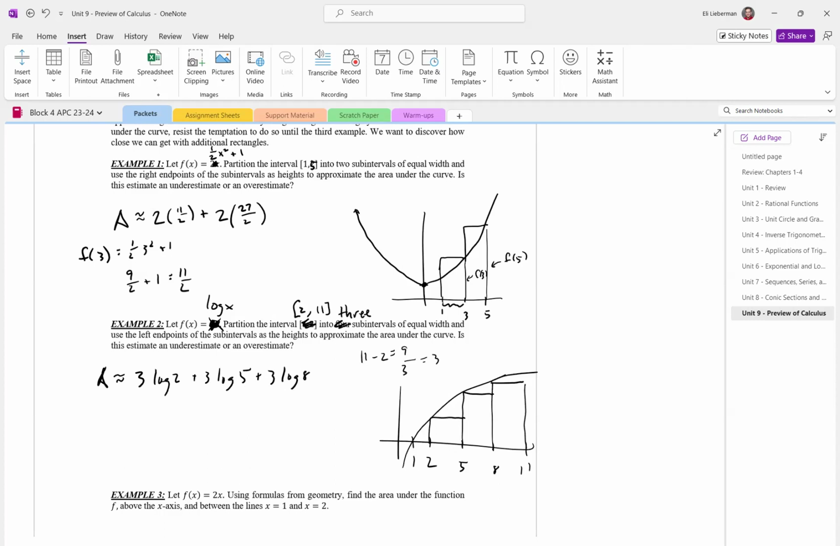Mind if I factor out the log? We could, this is interesting, use our properties of logs to make this a single log, can't we? Log of 80, right? That's kind of fun. But I just want to take this opportunity to show you something on the calculator.